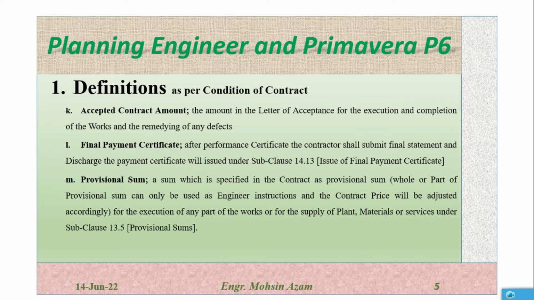So provisional sum is an amount which the client will keep in the contract in case of any emergency or any overhead charges. This provisional sum can be used, but as it's written here, it can only be used as the engineer instructs. So it can be used upon the engineer's instruction, and the contract price will be adjusted accordingly. So this cannot be used in the project, but the only case is if the engineer agrees, then the provisional sum or part of the provisional sum can be utilized in the project.